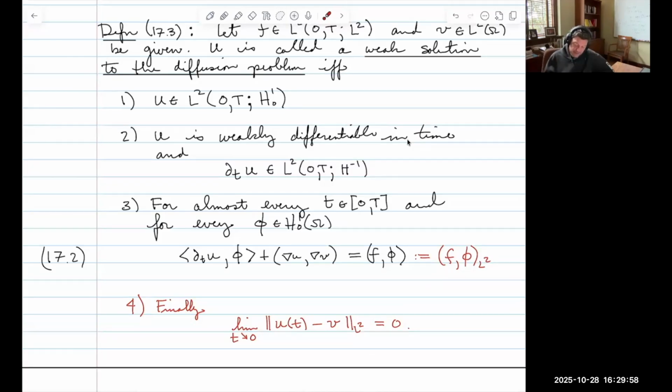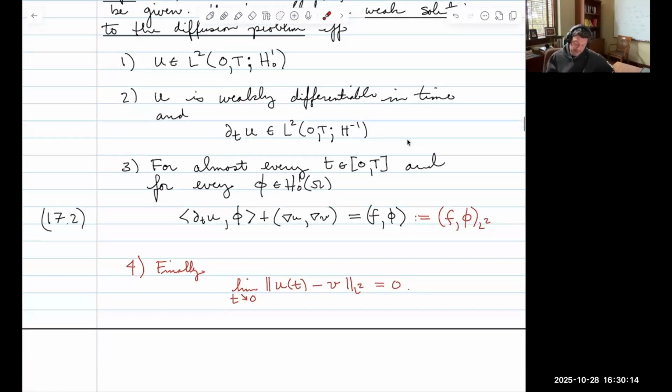And it says basically that as I take time down to 0, my solution u agrees with the initial data. So what this is really saying is that u satisfies the initial conditions, period. Okay, so this is just the fancy mathematical way of writing it.